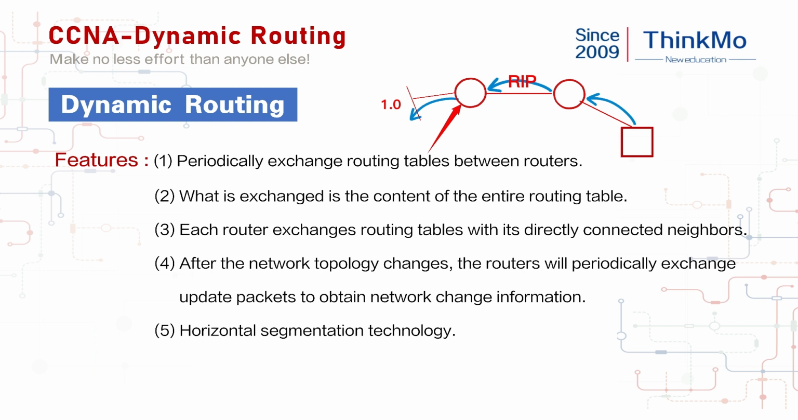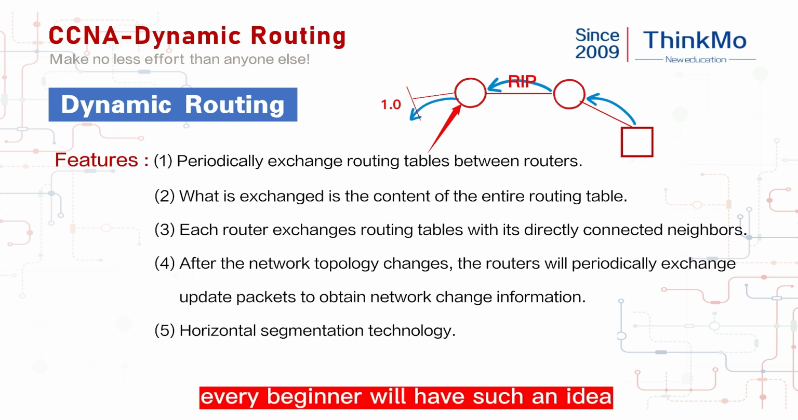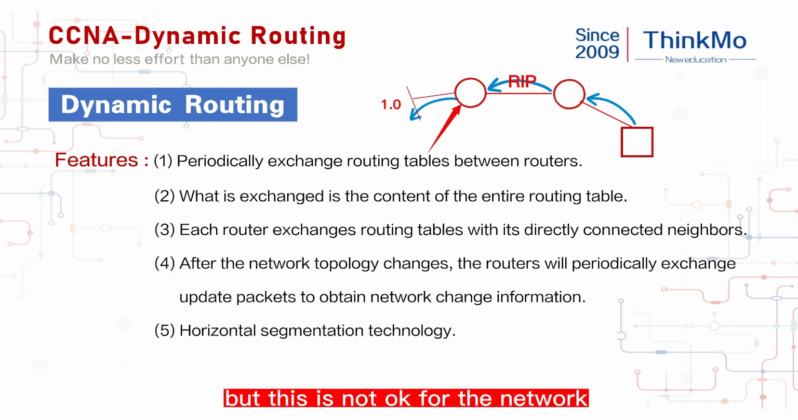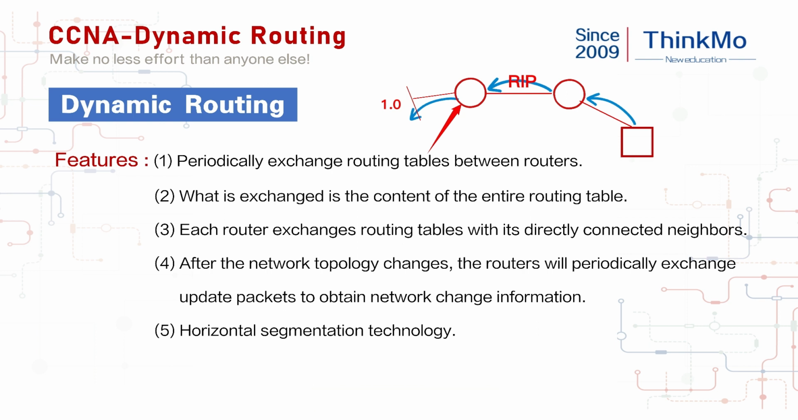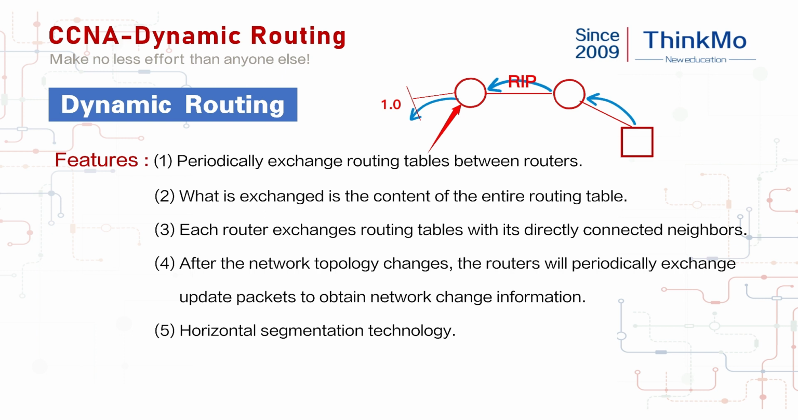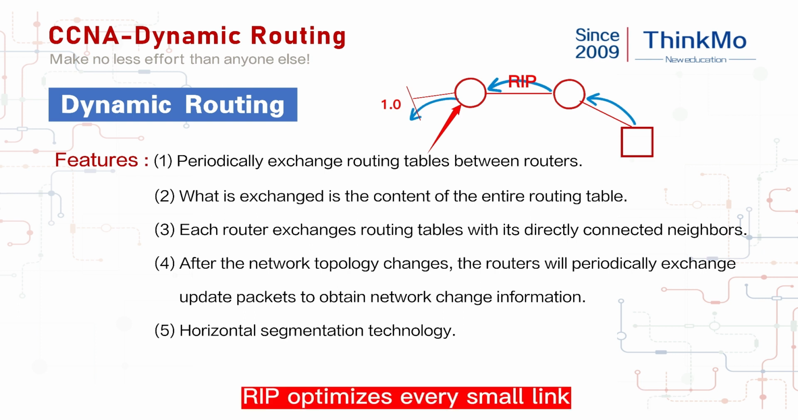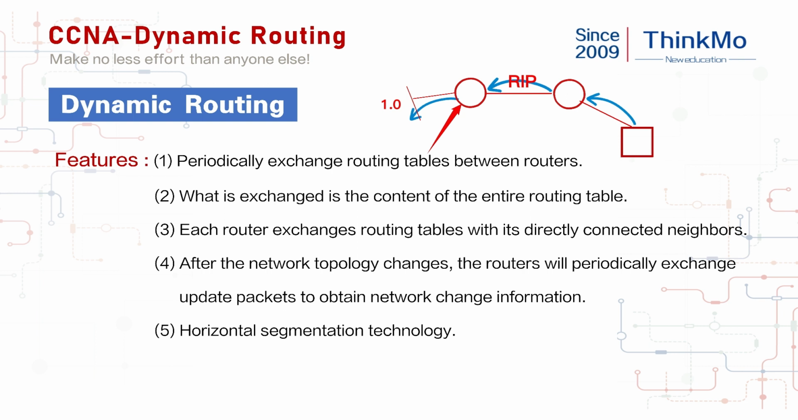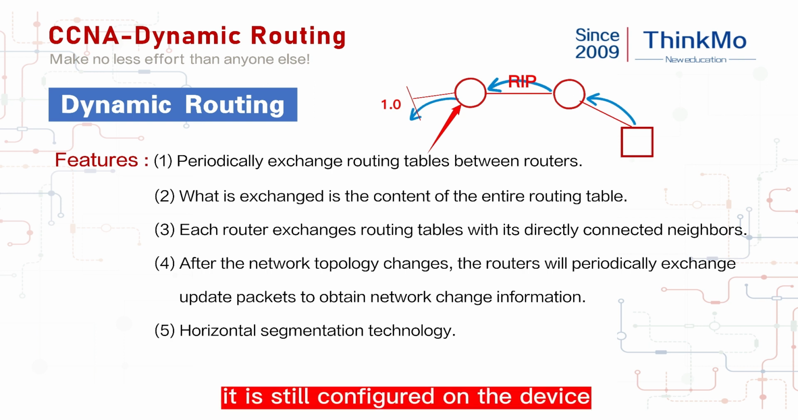You may think, it's okay to waste some of this stuff. In fact, every beginner will have such an idea. But this is not okay for the network. As a protocol, this is a very serious common disease. This is absolutely not allowed to exist, because it is a protocol. It is necessary to consider various optimization problems in the network. RIP optimizes every small link very poorly done. So this protocol is now gone. Of course, it is still configured on the device, but this thing is useless.